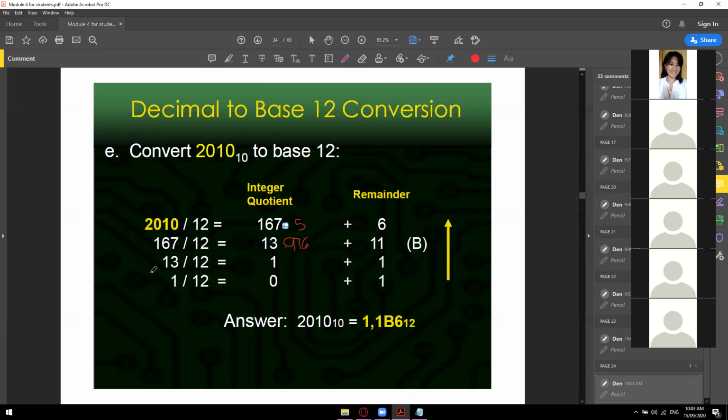Okay? And then 13 divided by 12 is 1, remainder 1. 1 divided by 12 cannot be. So, 0 na to. And then, kung ano yung pinaka-last, will go here. Okay? So, convert nyo lang to. 1, 1. Same pa rin. Pero yung 11 is letter B na. And then 6. And then base 12. So 1, 1, B6, base 12. Okay?